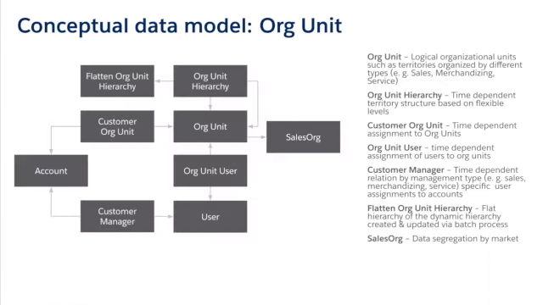This picture provides the logical view of the data model. So here we have the org unit as the main object, and the org unit is sales org dependent. Then we have a parent-child relationship to manage the org unit hierarchy. You can see here we have the flattened org unit hierarchy as a separate entity. Then we have the org unit user assignment, time dependent. And then we have the customer org unit assignment. You can see here only the accounts can be assigned, no retail stores.